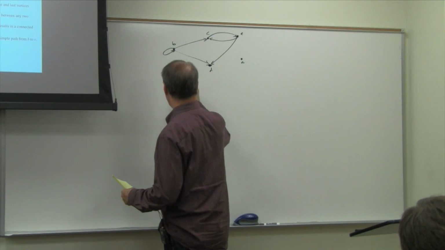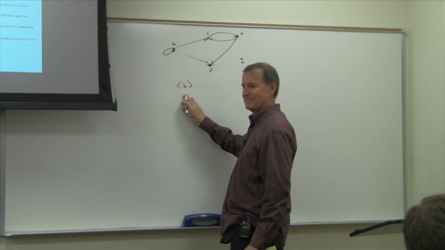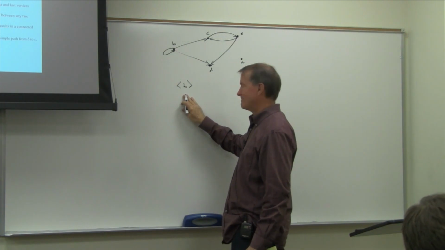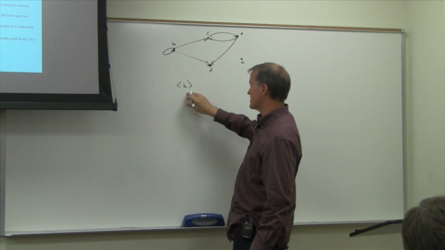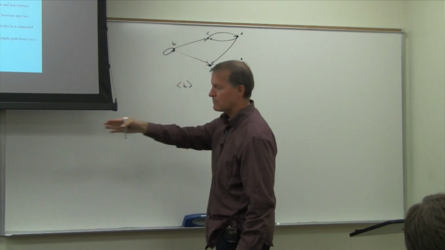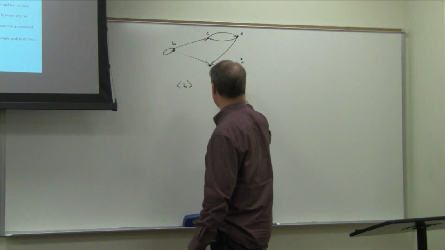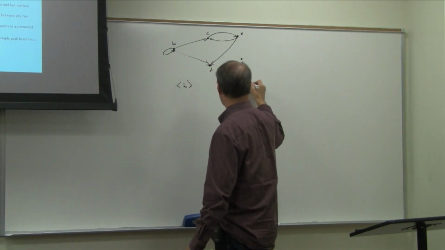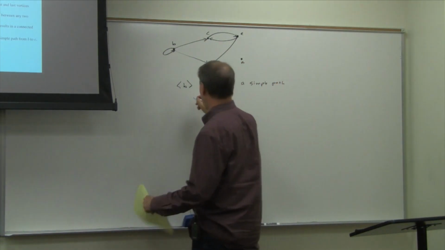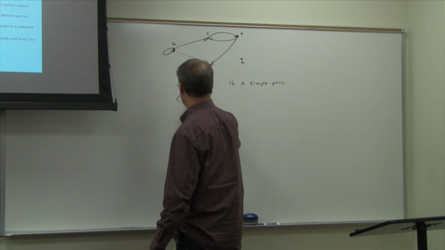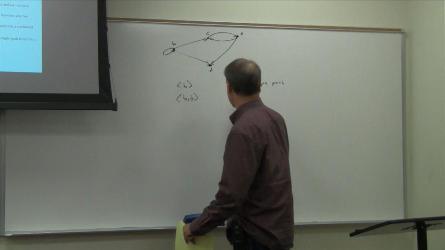Okay, so check this out. What about here? Here's the empty one. Is this a simple path? Now this is a digraph. A simple path doesn't have to have an edge, so this is a simple path. And maybe this will clarify it. How about BB? Now I'm using the short notation. Is this a simple path? Yes, it is.